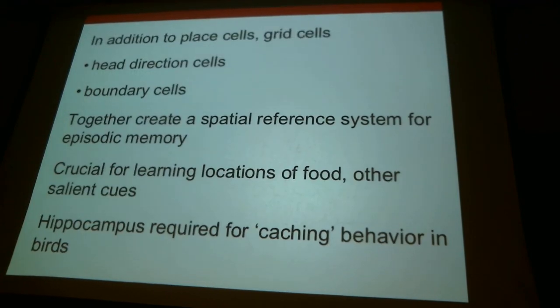Okay, so in addition to place cells and grid cells, you have a few other cell types. You probably noticed that if the animal turned its head, sometimes you got additional firing. So there is a type of cell called head direction cells that don't depend on a particular place, but depend on the position of the head. And then there are boundary cells that tell you I'm next to the wall, and so on. All of these together, the idea is that they create a spatial reference.